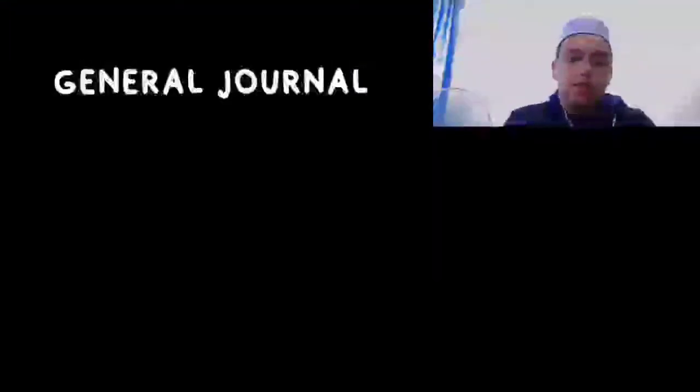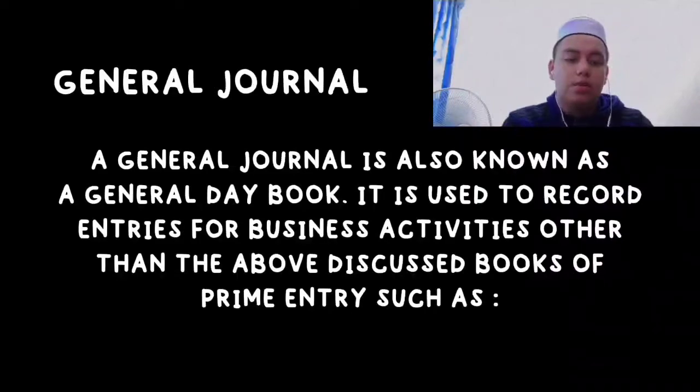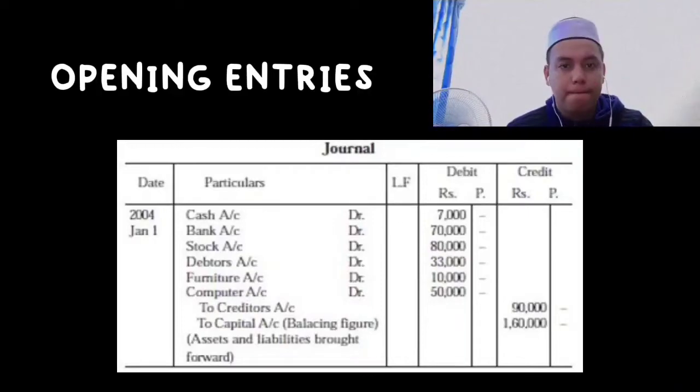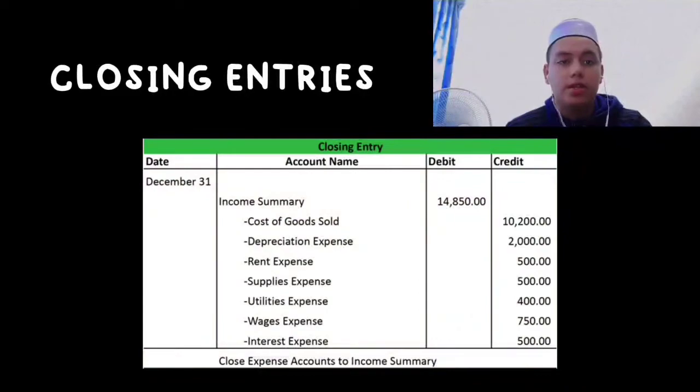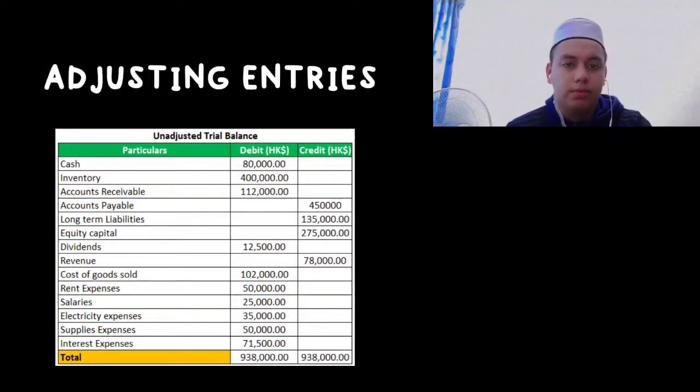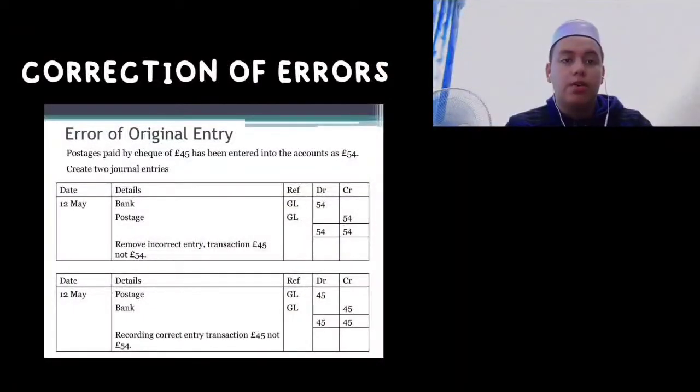General journal. A general journal is also known as a general daybook. It is used to record entries for business activities other than the above discussed books of prime entry, such as opening entries. Next, closing entries. Next, adjusting entries. Next, and correction of errors.